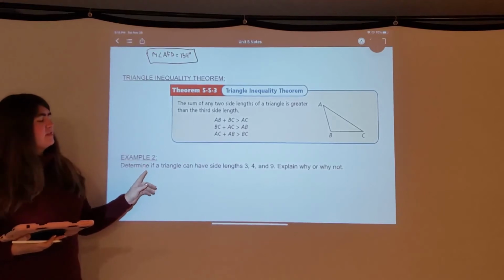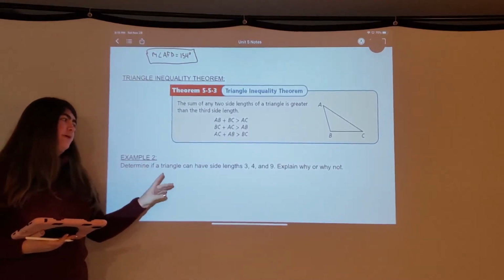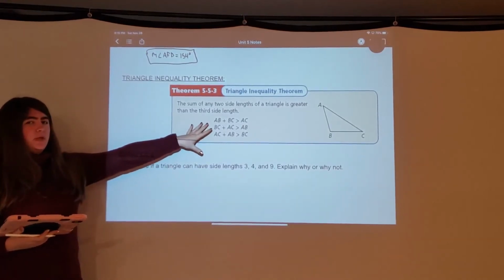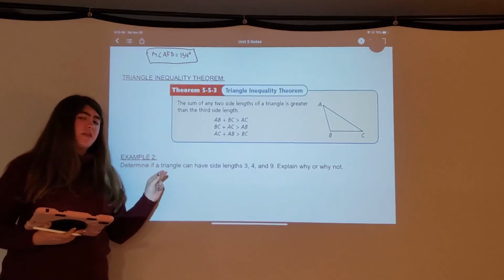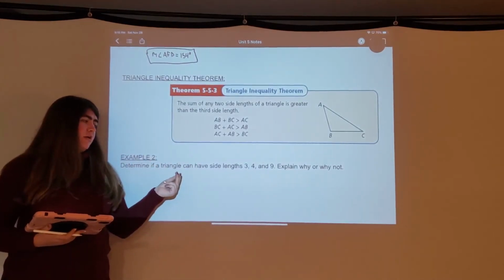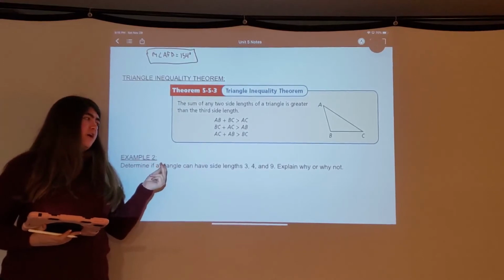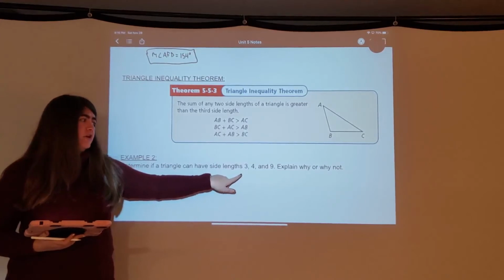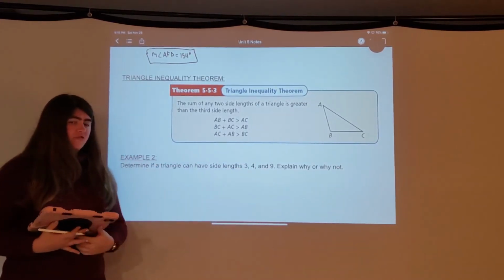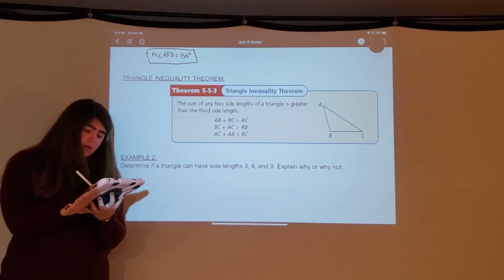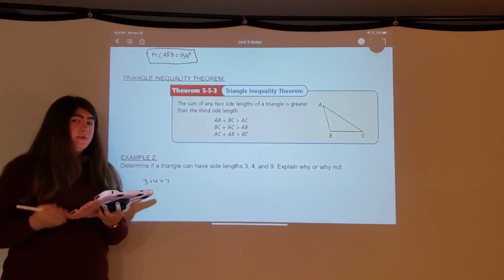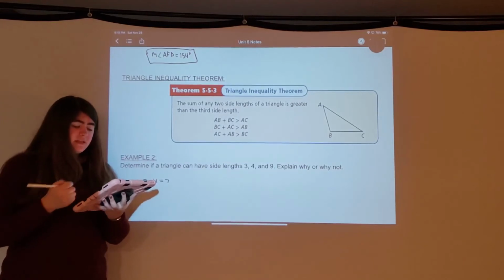So example 2 says to determine if a triangle can have side lengths 3, 4, and 9, and explain why or why not. Well, by the triangle inequality theorem, 2 side lengths added together must be greater than the third. And if we're trying to figure out if they can form a triangle, you need to be working with the 2 smallest side lengths. If the 2 small side lengths added together are greater than the third, then it is a triangle. So I can say 3 plus 4, and that is equal to 7. Is 7 greater than 9? No. Because the answer is no, that means that this isn't a triangle.